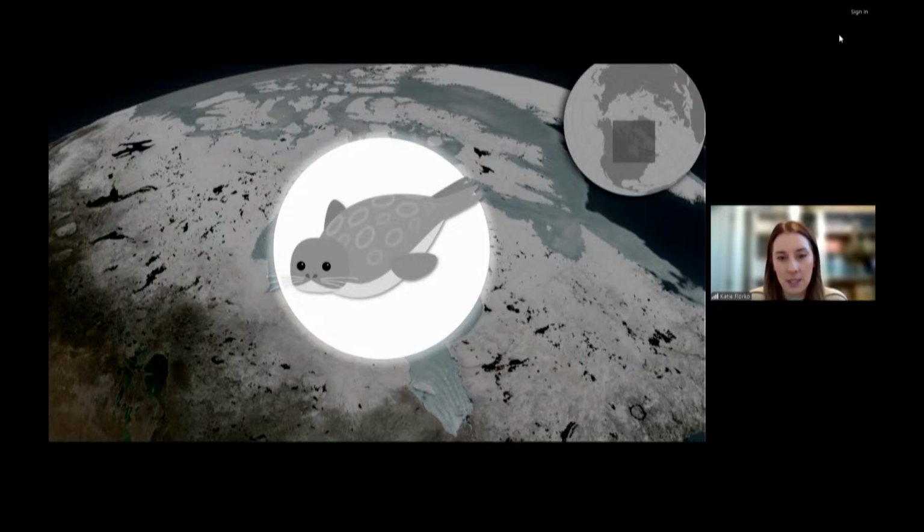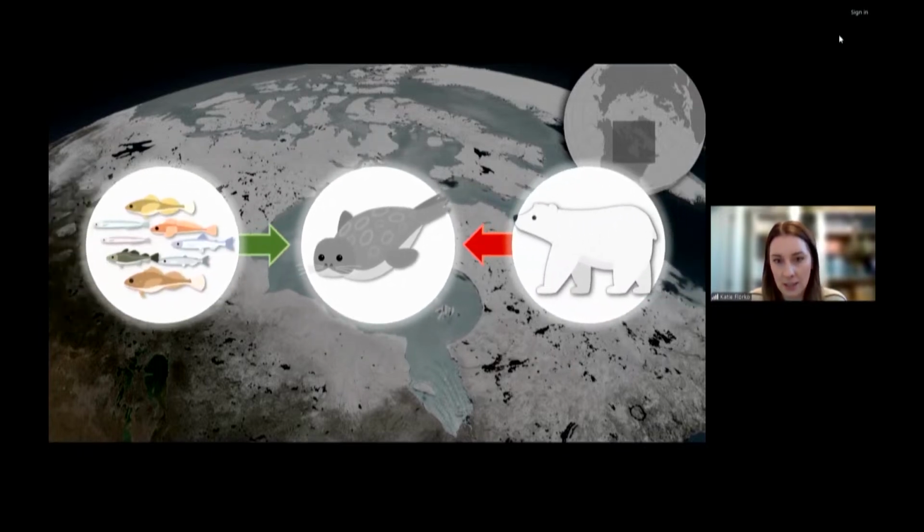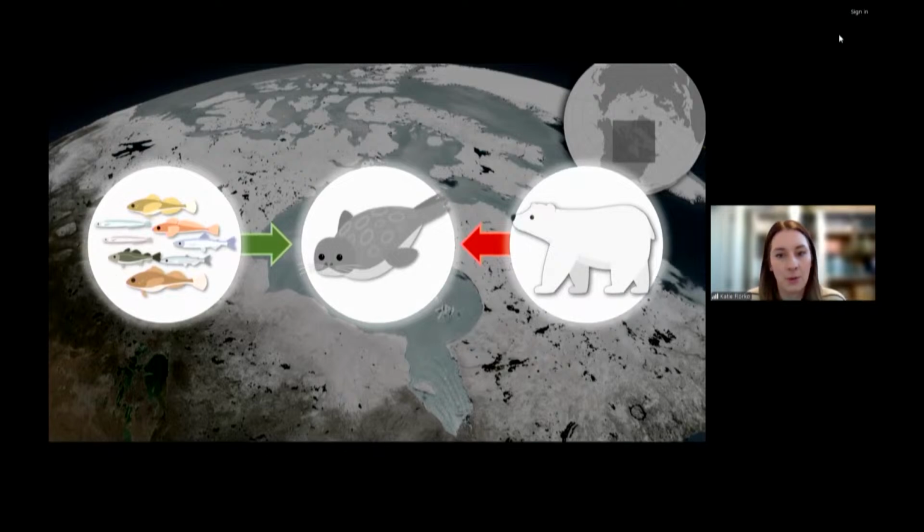So ring seals are mesopredators, or middle predators, which means that they're influenced by both prey availability and intense pressure from a specialized predator like polar bears. So seals must make decisions based on these combined pressures alongside changes to their physical habitat. Hudson Bay is a large inland sea in Canada. It's essential for the rapid ecosystem changes happening across the Arctic.